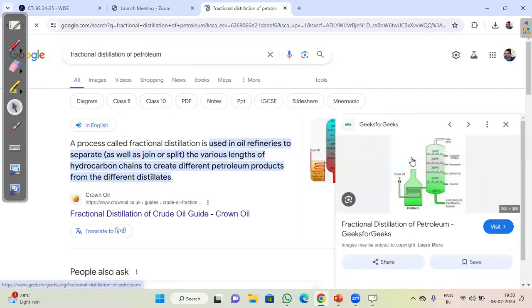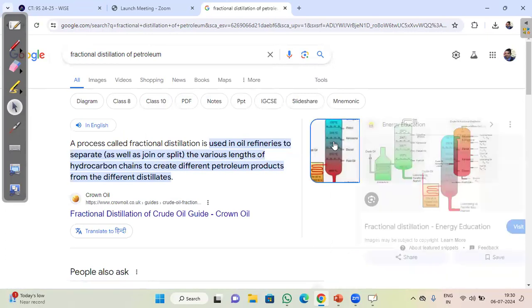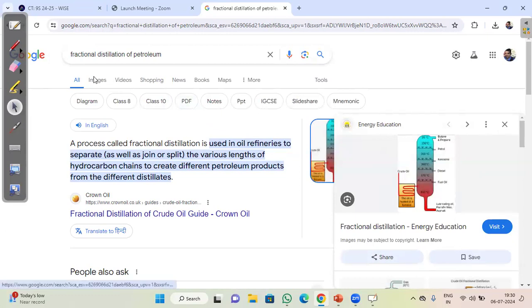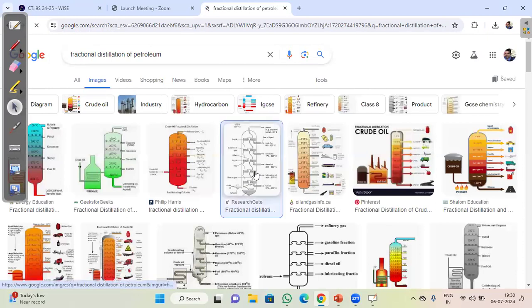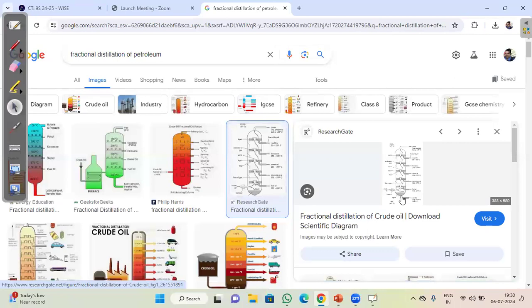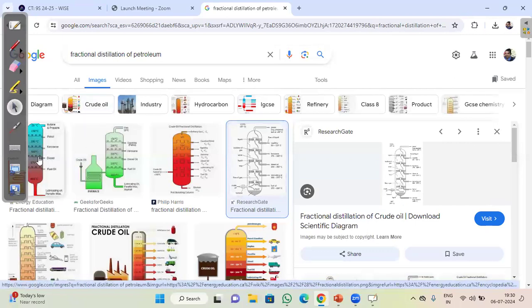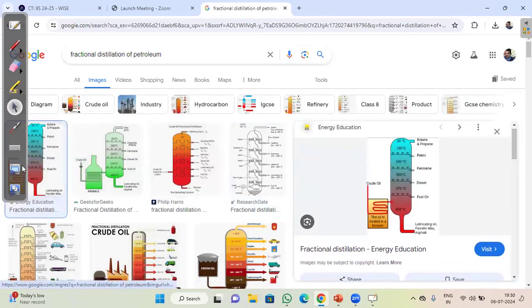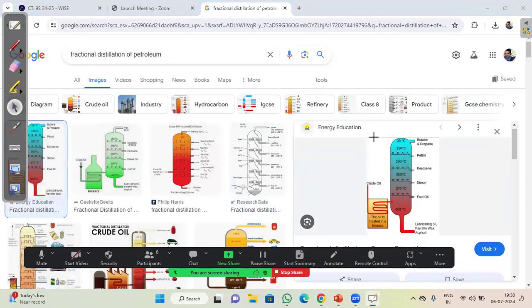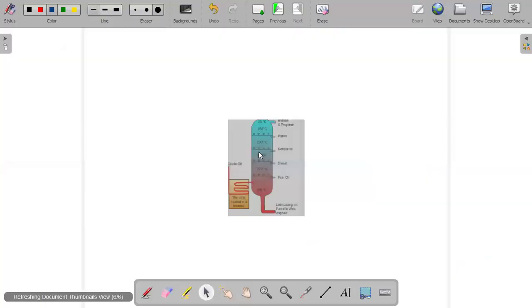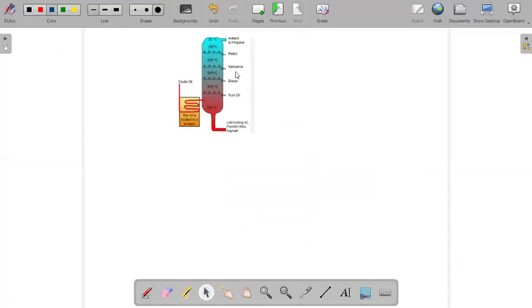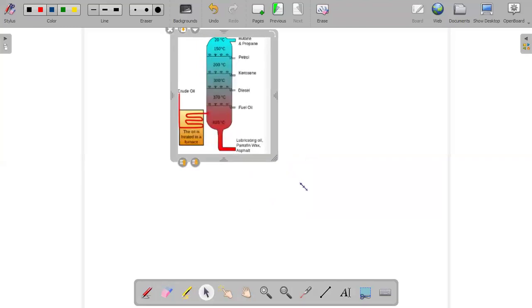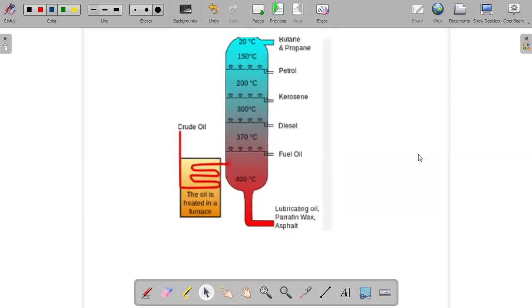Okay, see this image. Here you are given a picture of a fractional distillation column. This is a fractional distillation column. First, the petroleum products are heated to very high temperatures. The oil is heated in a furnace. This is the first step.